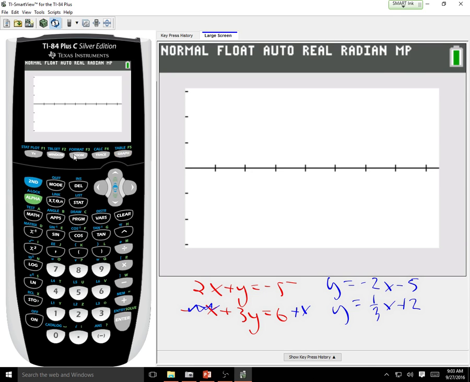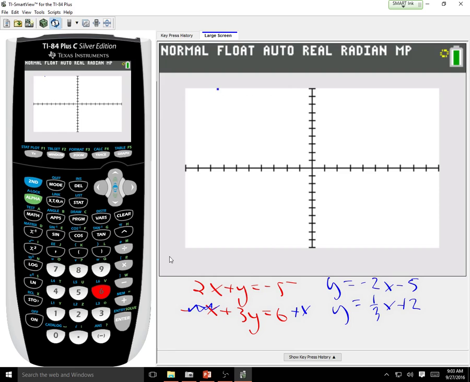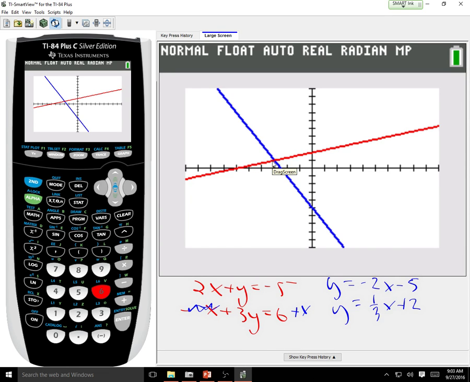Okay, cool. So I'm going to go zoom, standard form, which is 6. And I should see my 2 lines. So there's 1 line. And here's the other line. Okay. Now you could see how you could find the answer, right? There's my negative 3, 1. But if I'm not sure, because sometimes it could be decimals, right? Here's what you do. You might want to take a note of this.